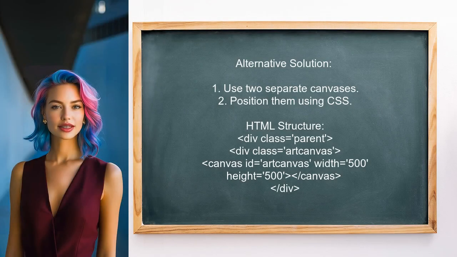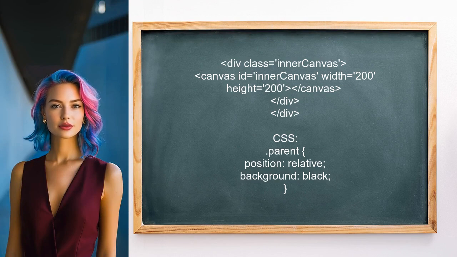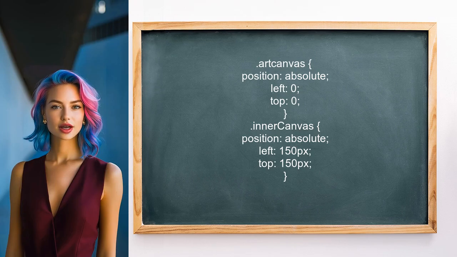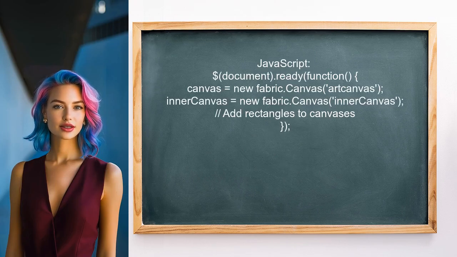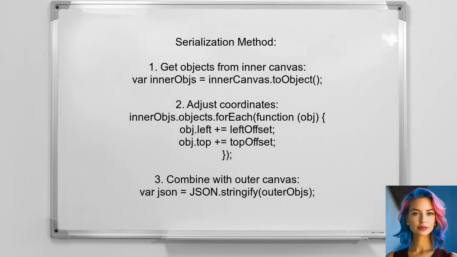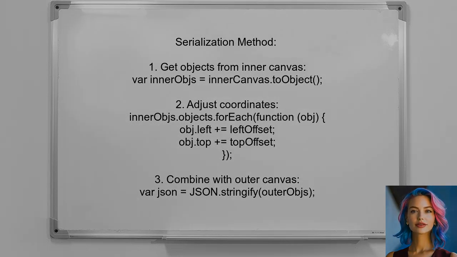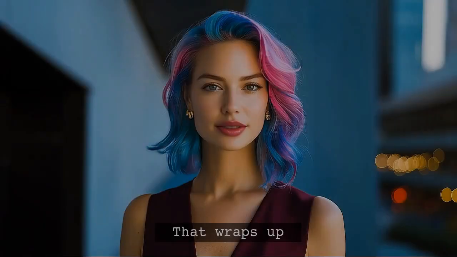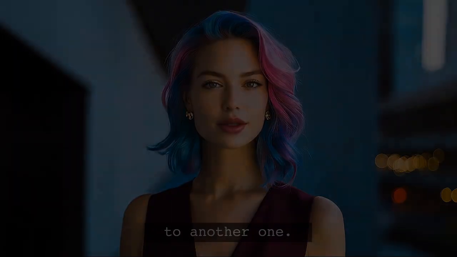This user points out that you cannot add a canvas inside another canvas in Fabric.js. Instead, they suggest using two separate canvases positioned with CSS. This way, you can achieve the desired visual effect without encountering errors. To serialize objects from both canvases, the user provides a method to combine their objects into a single JSON structure. This involves adjusting the coordinates of the inner canvas objects before merging them with the outer canvas objects. That wraps up that answer. Let's move on to another one.